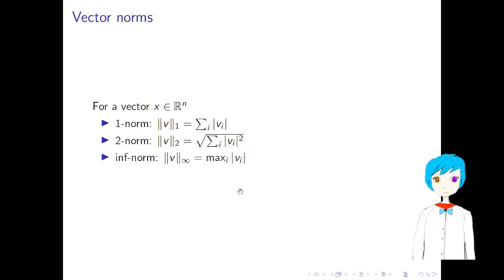So first, we reviewed vector norms defined in linear algebra. For a vector, the one norm is a summation of the absolute values of all entries of this vector. The two norm is taking the square root of the summation of the square of each entry of this vector. The inf norm is just the maximum of the absolute value of all entries.